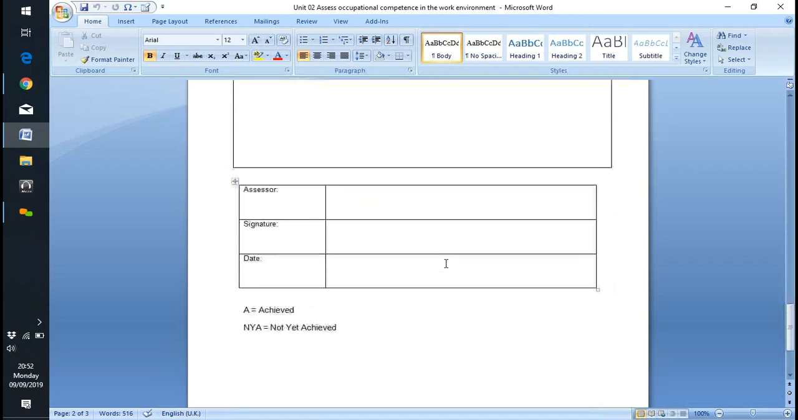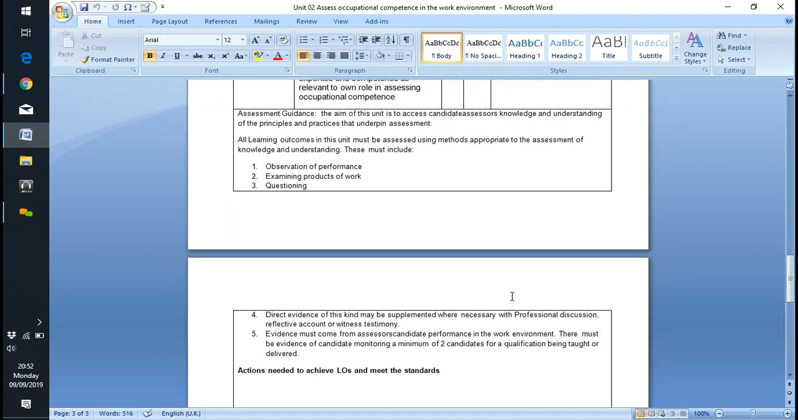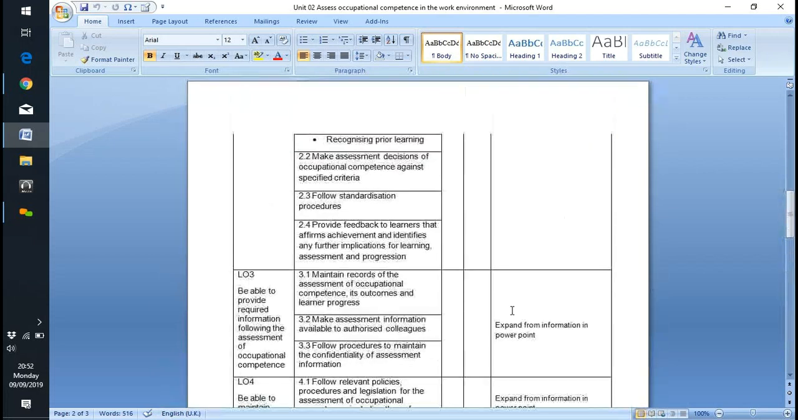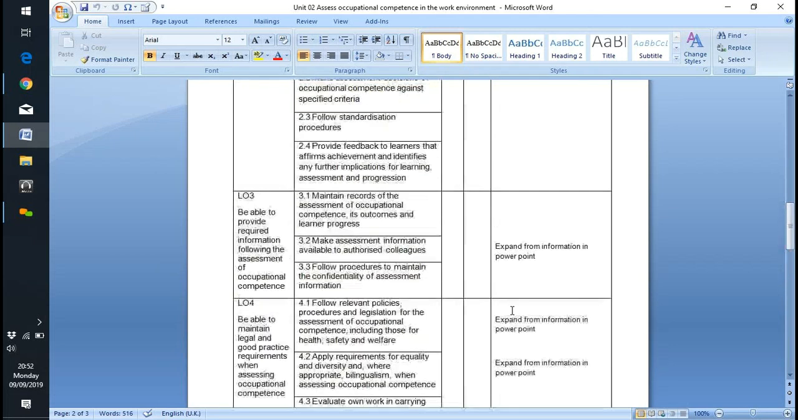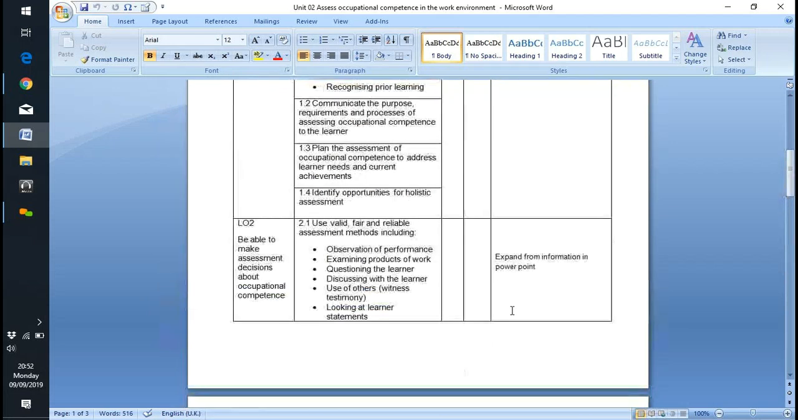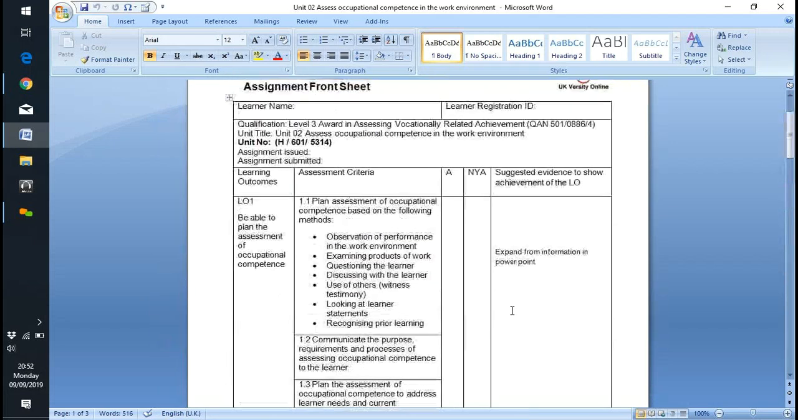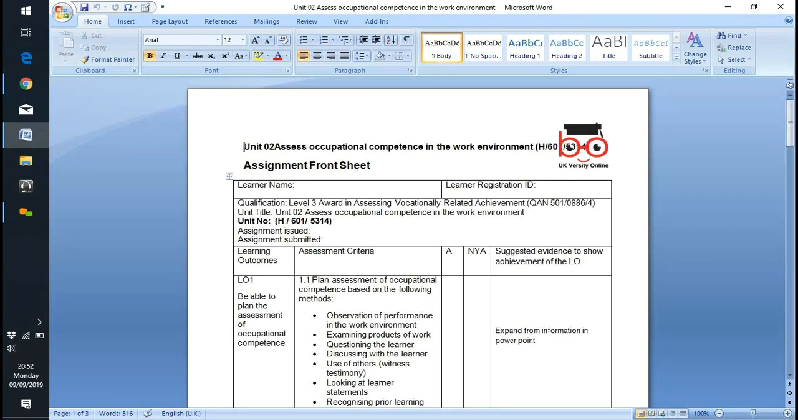Okay. Yeah. And that is it, basically. That is the whole Unit 2. It's only 4 learning objectives, and there are actually 3 or 4 assessment criteria to each one. Yeah, they're not too bad.